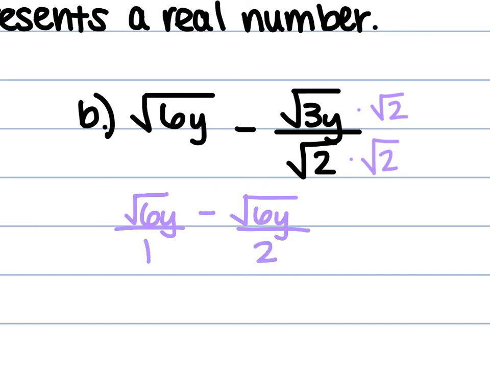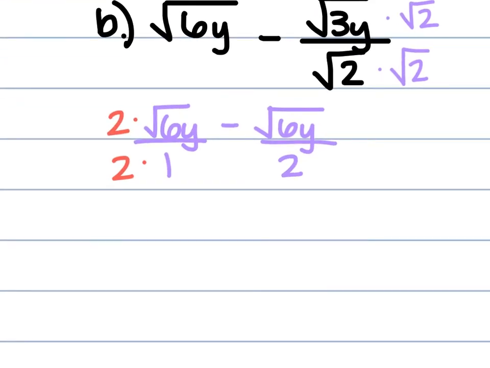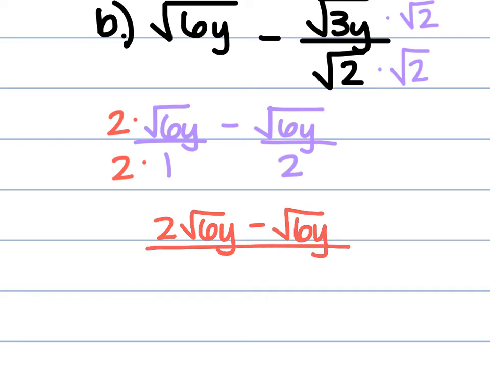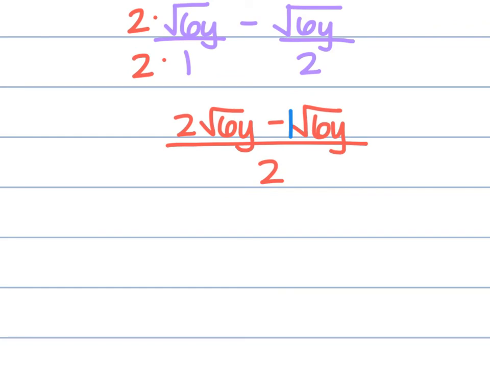All right. So we have to have the same denominators in order to subtract. So we're going to multiply each of these first fraction numerator and denominator by 2. So this is going to be 2 square root 6y minus square root 6y all over 2. 2 minus 1 is 1. So we're just going to have the square root of 6y over 2.